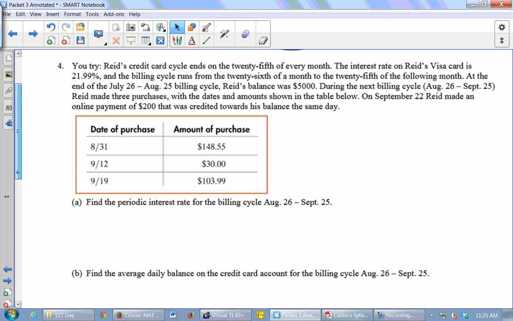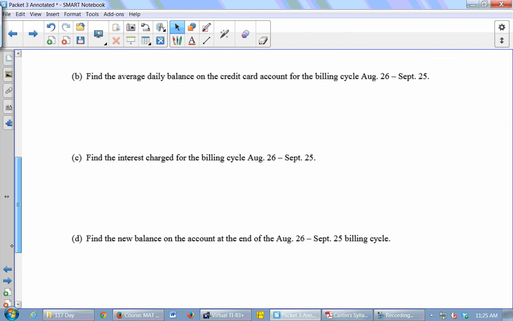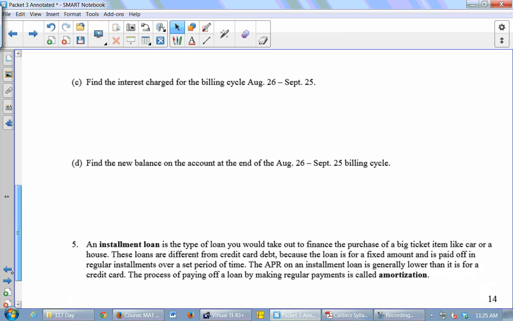Okay, so now you're going to try one. I've given you all the info you need, and you are going to do the same steps we just did. Find the periodic interest rate, the average daily balance, the finance charge, and then the new balance.